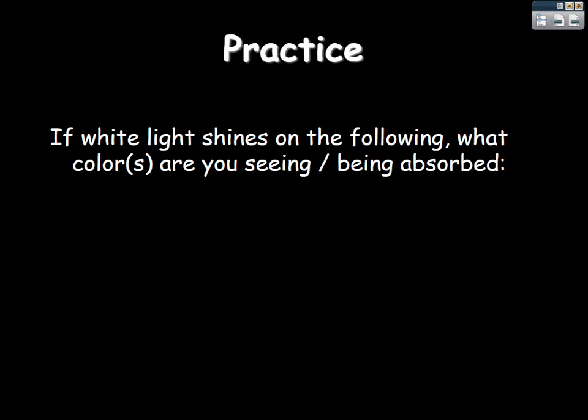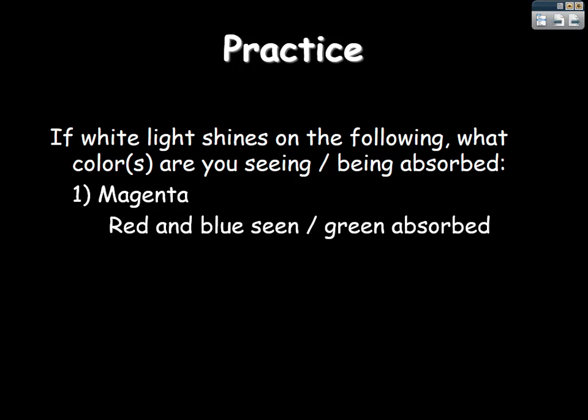All right, so how can this work? If white light shines on the following, what color or colors are you going to see? What's going to be absorbed? So if you shine white light, so all colors, on magenta, what's happening is, if we use the color wheel, we're going to see red and blue. Okay, we see red and blue.